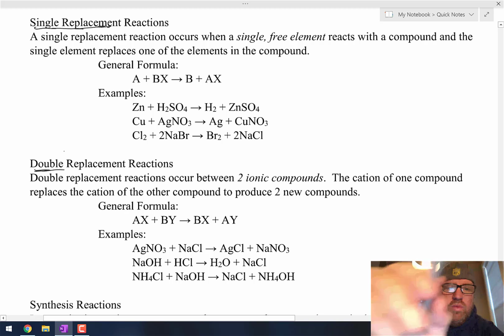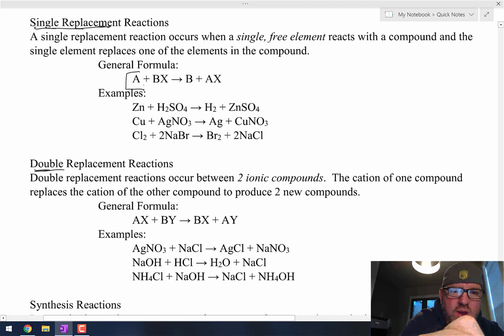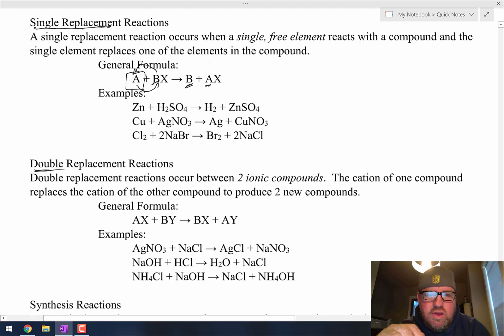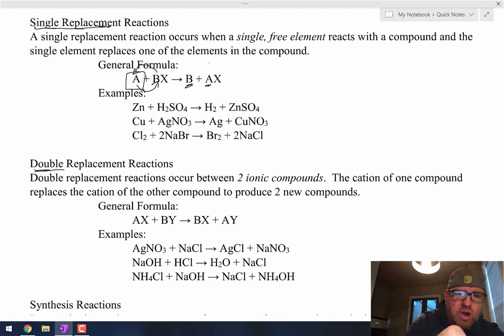In a single replacement reaction, notice that you have one element by itself, and what happens here is basically it trades places. Notice that the B is now by itself, and now A is with the X. So that is a single replacement reaction. Notice the zinc, what happens here? The zinc kicks out the hydrogen, and now the hydrogen is by itself, and the zinc is now with the sulfate.